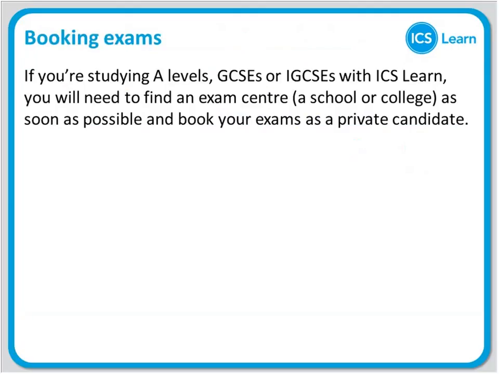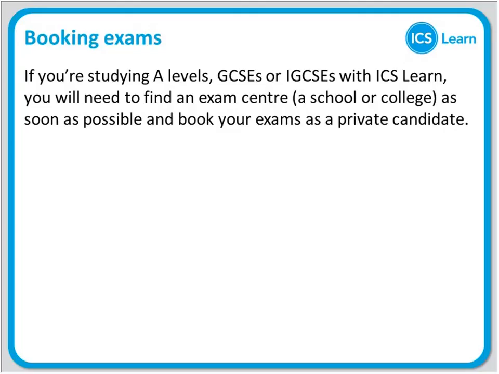Now for booking exams. If you're studying GCSE, International GCSE or A Level with us, and you want to get your actual qualification, you'll need to arrange to book and pay for your exams as a private candidate. ICS Learn are not an exam centre, we just provide your course materials. All GCSEs and A Levels are usually sat in the May-June exam session. So to sit them then, book and pay for them by the January before your exam date at the latest to avoid paying late fees.